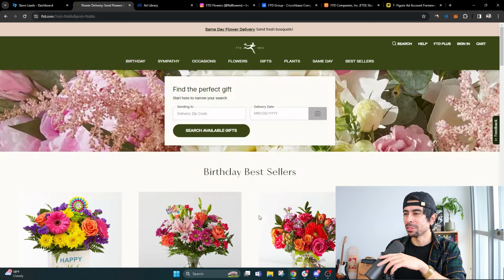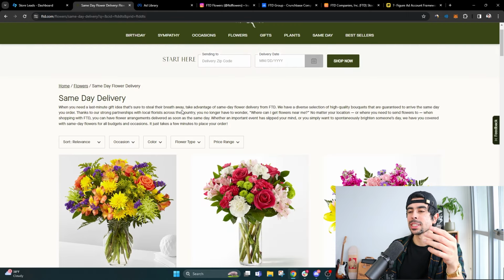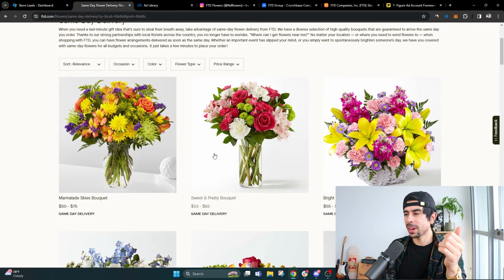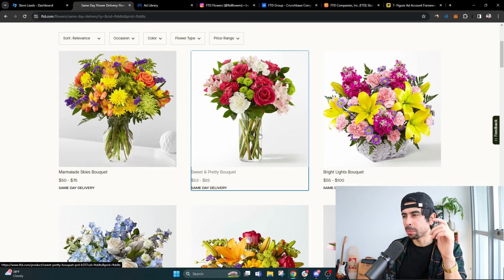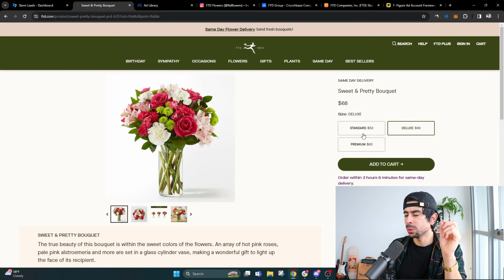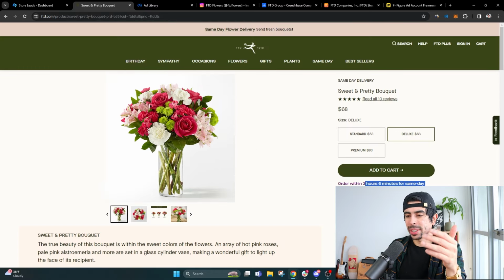And what I really love about it, first of all, is the simplicity, right? One of their biggest value adds really is that they allow for same day delivery. So you can send these bouquets, same day delivery. That's pretty crazy, right? And it's cool because even though they are pricey, they're not that pricey. Like, this is a really beautiful bouquet and it's $68, but I can order it today. I can get it within 3 hours and 6 minutes.